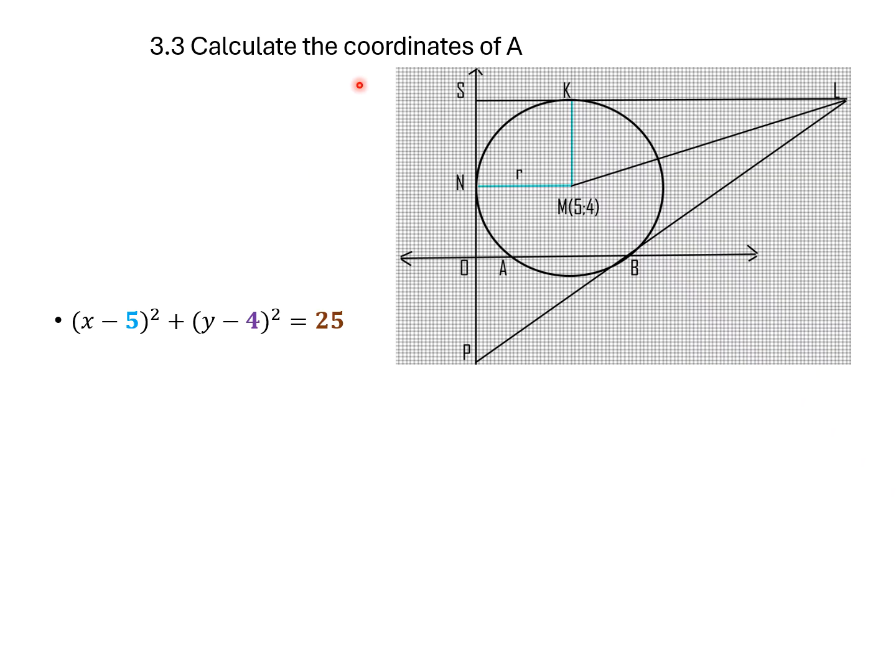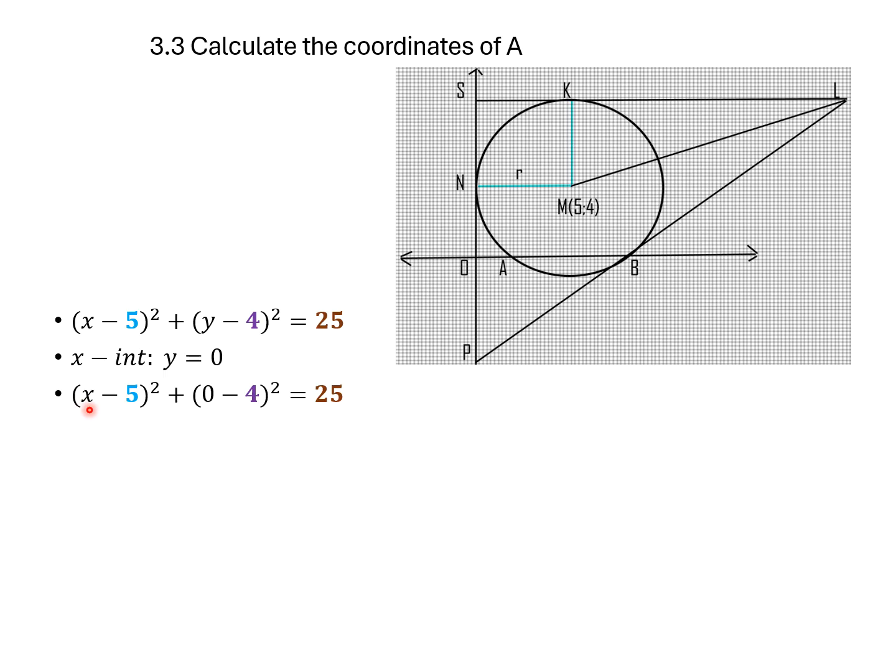Calculate the coordinates of A. As I always say, once you find the equation, we will test whether you can use the equation. A is on the x-axis, therefore it's an x-intercept, so y equals 0. I'm going to substitute y equals 0 into the equation of the circle, and they try to catch you out by you forgetting the middle term. So (x minus 5) squared plus (0 minus 4) squared equals 25. That's going to become 16.